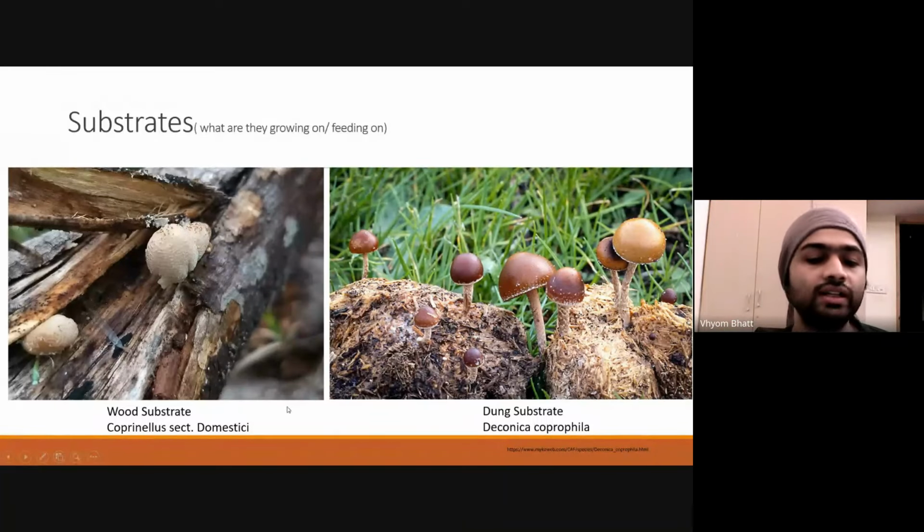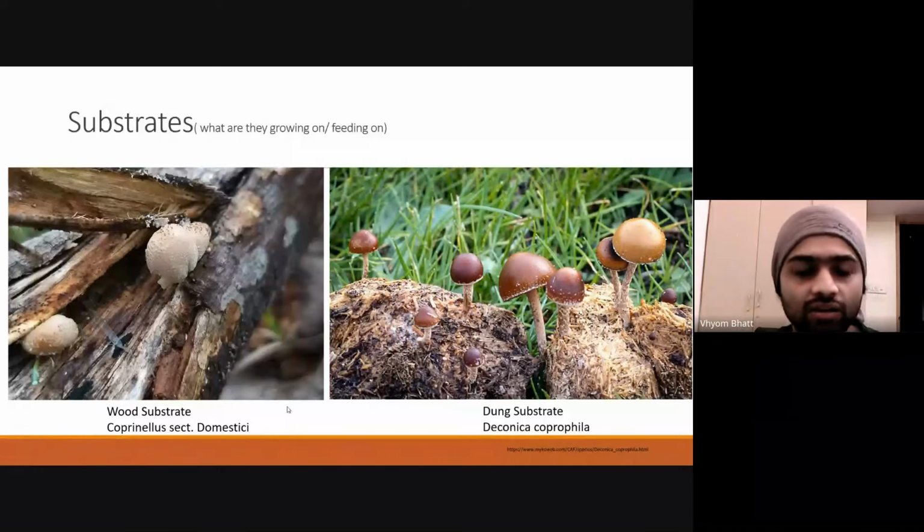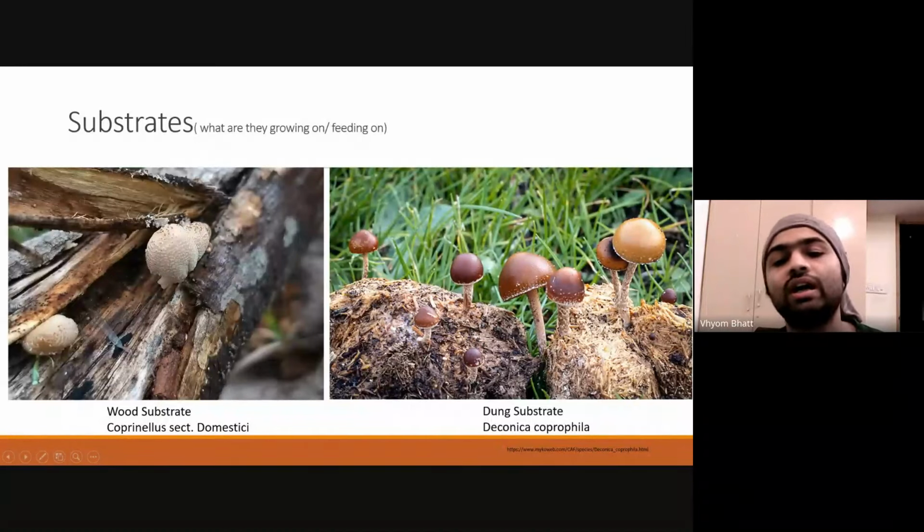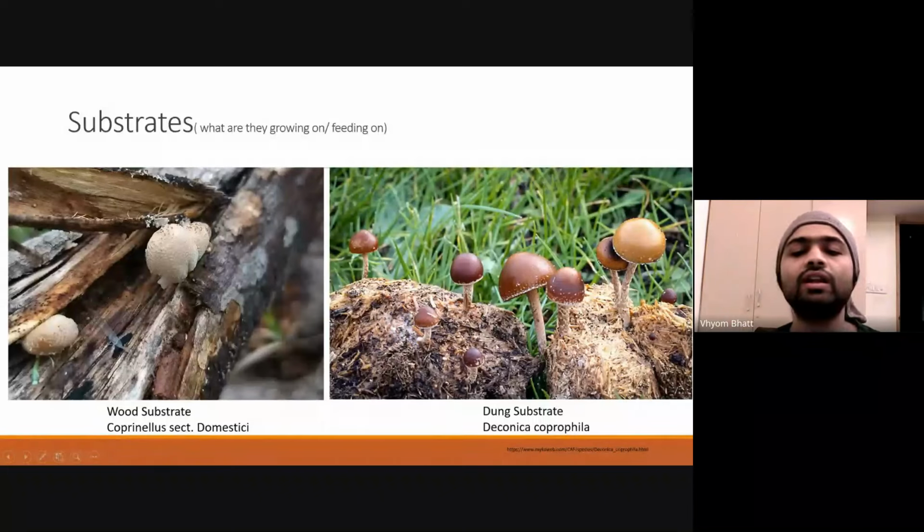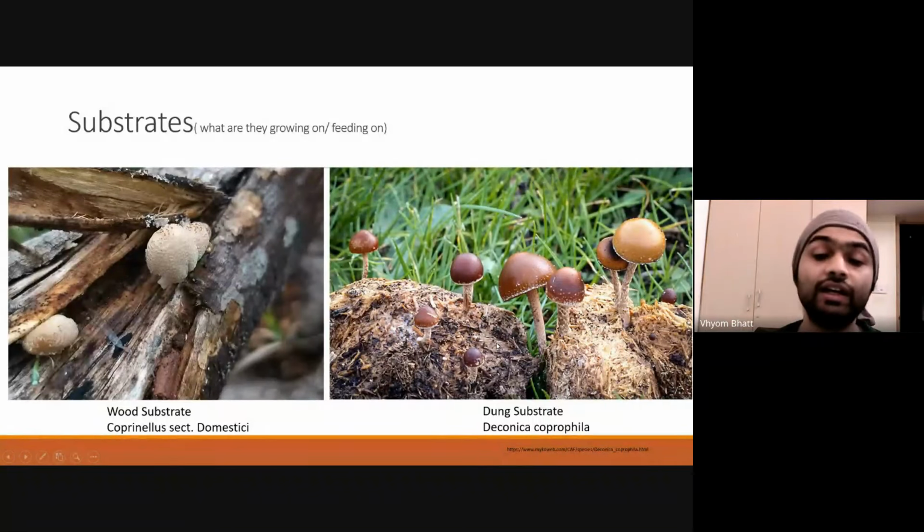So this I found 2 days back. Mushroom on the left, it is a Coprinellus section Domestici. I will get to it, like how can you go about identifying it? So it's on a wood substrate. Then you will see mushrooms growing out of elephant dung, rhino dungs, cow dungs. So one of the examples of that is Deconica coprophila. Coprophila is again related to dung, so that's how it got its name.